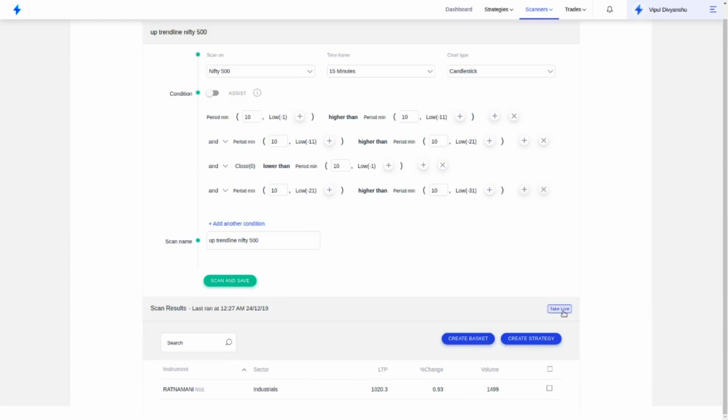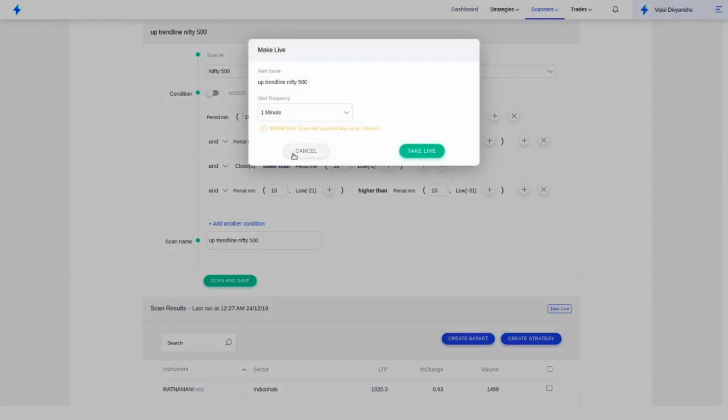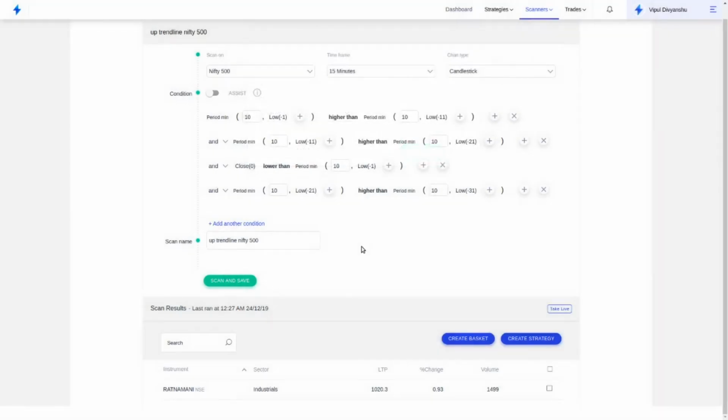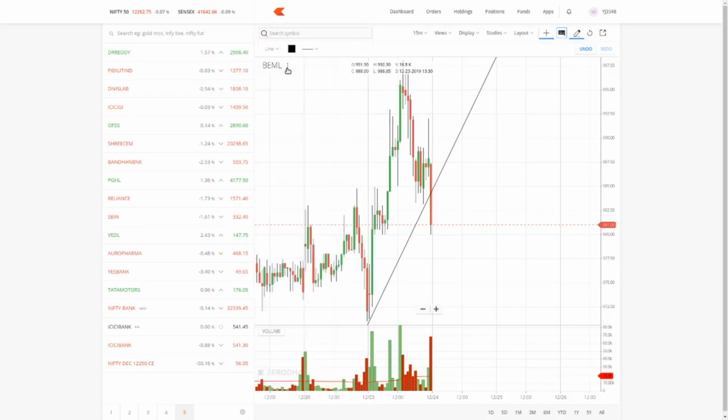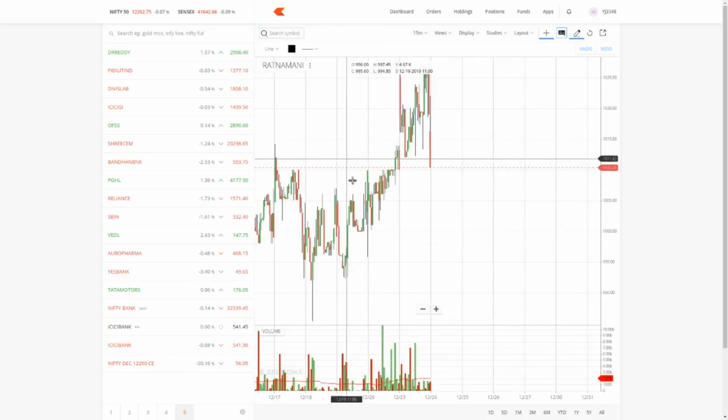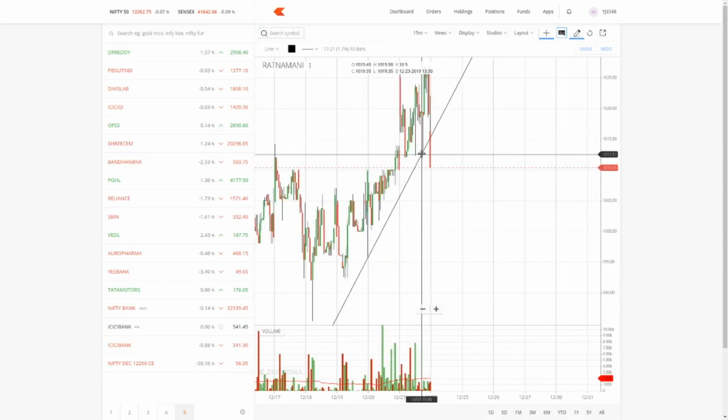That's why we have the take live feature, so that whenever a stock matches this criteria, it'll alert you. So we can even check this out. It's Ratna, RATN. Let's look at this. This is a very classic example. We have taken a longer period, so we see a very smooth, long trend line.